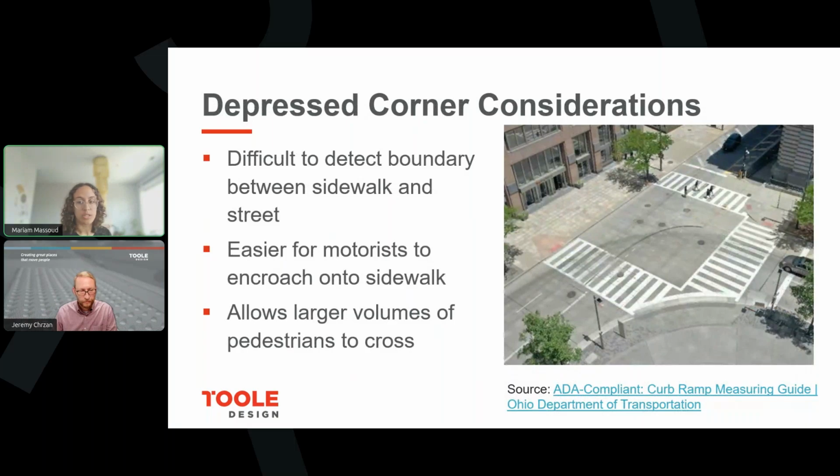There are a few other considerations to think about when considering specifically a depressed corner type of blended transition. One of the challenges with this design is that it can be difficult for people to detect the boundary between the sidewalk and the street because it's a very large area where everything is flush and at a similar elevation. So it becomes really important to have the detectable warning surface across the entire blended transition area.